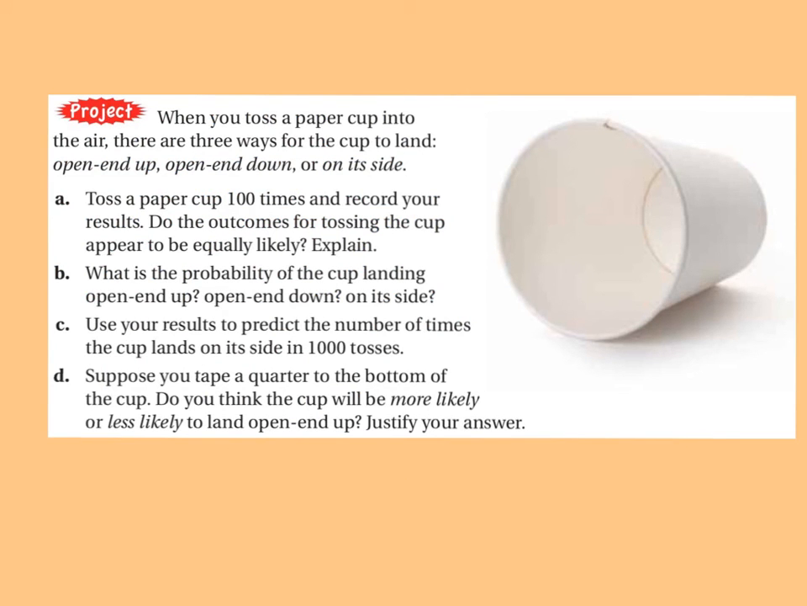This is a fun project. If you have a paper cup at home or even a plastic cup would work. Toss a paper cup 100 times and record your results and see, do you think the outcomes for tossing a cup appear to be equally likely? Do some predictions, testing, and see if you can come up with a reason or some thoughts around whether all the options, open end up, open end down, and on its side are equally likely, or if you think there are some that happen more frequently.